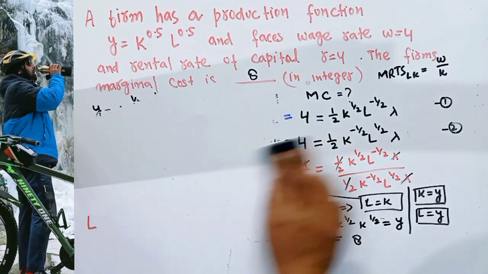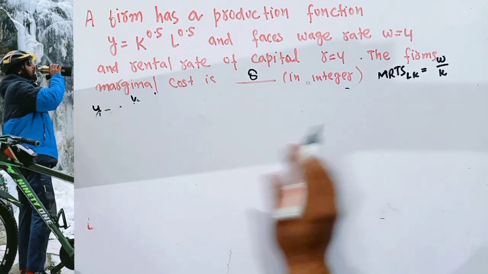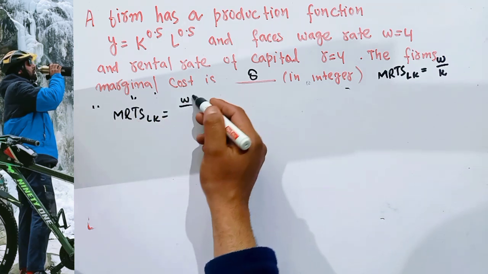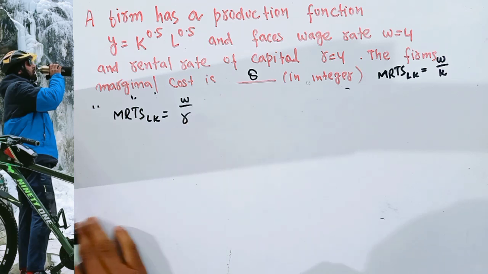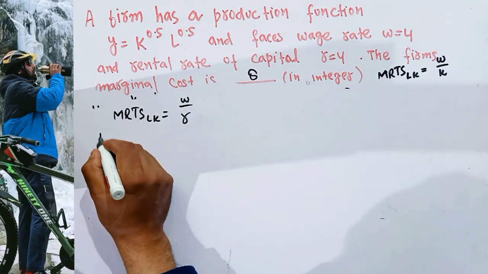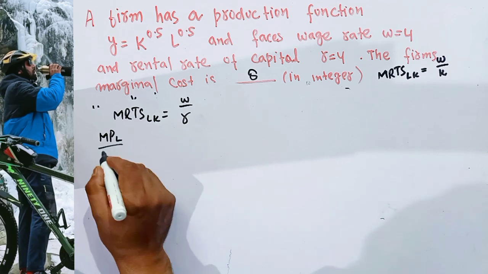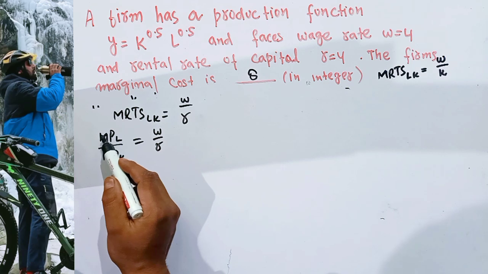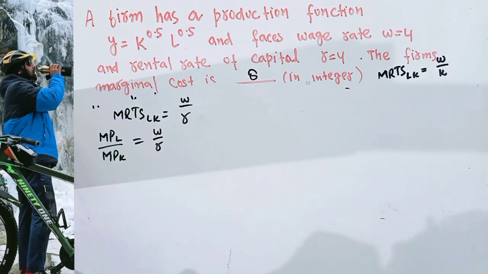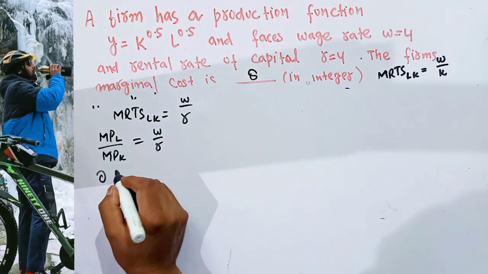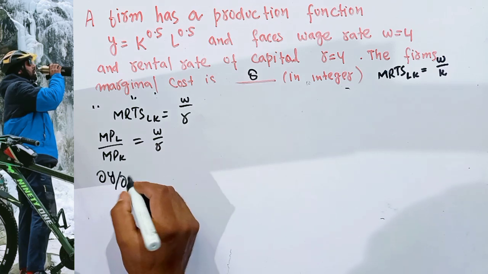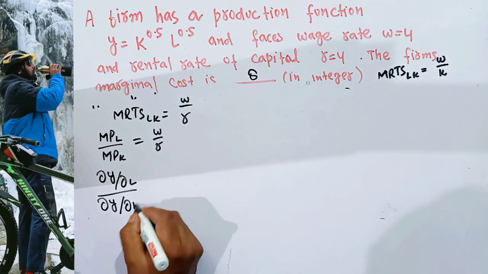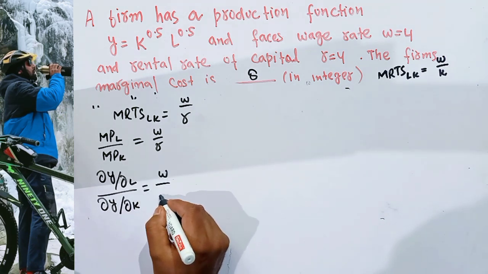It gets lengthy, so you can also use this method, that is, the marginal rate of technical substitution between labor and capital should be equal to the wage rate upon the rental rate of capital. MRTS is simply the marginal product of labor, MPL, upon MPK, which should be equal to W upon R. MPL is simply the partial derivative of the production function with respect to L, divided by MPK, the partial derivative of the production function with respect to K, and we set it equal to the price of labor divided by the price of capital.